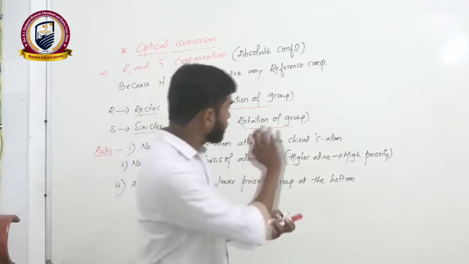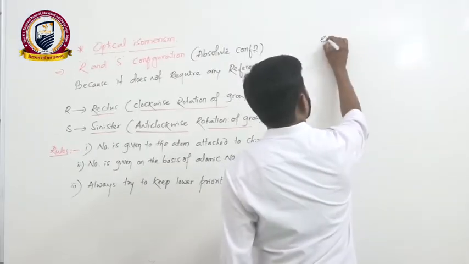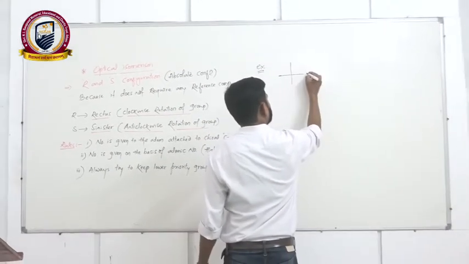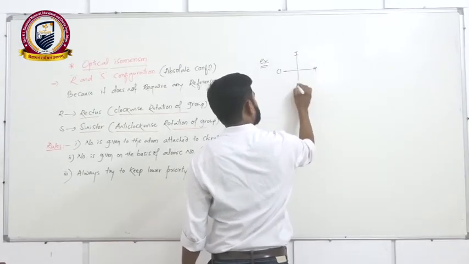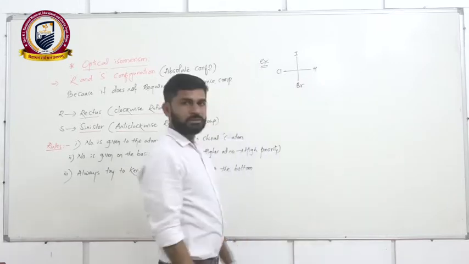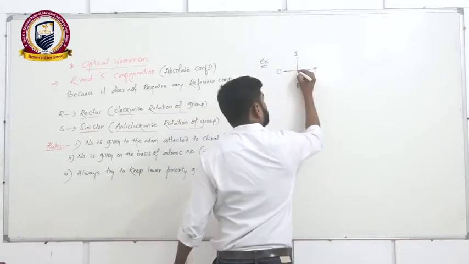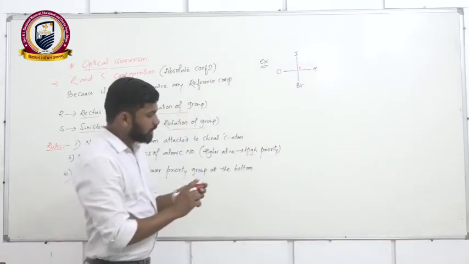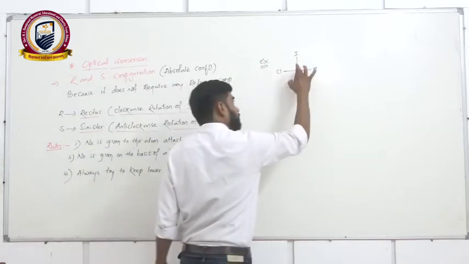Let us go for an example. I'll write an example over here. This is a compound which has a chiral center, yes or no? This is the carbon which has four different groups around it. So assign the number for the atoms which are directly attached to the chiral center.